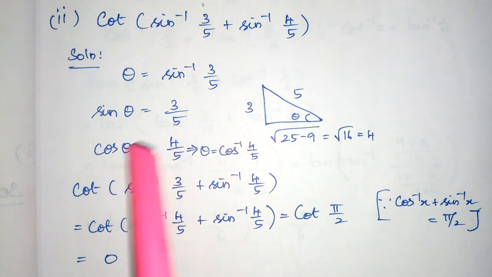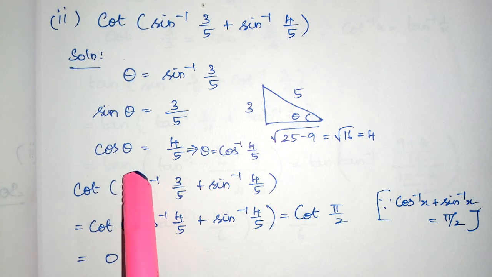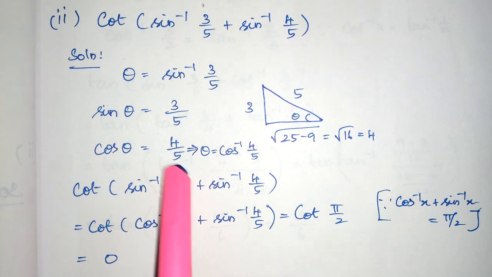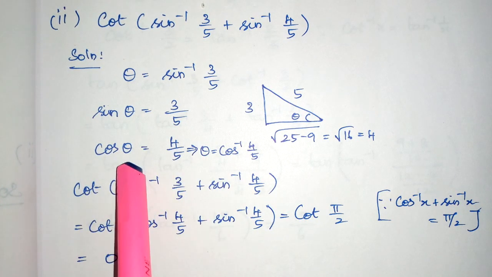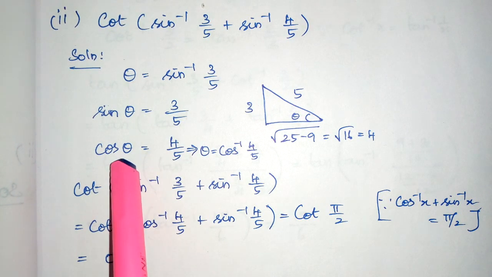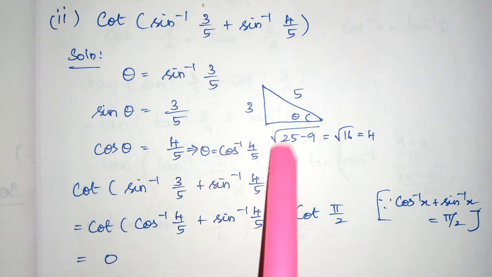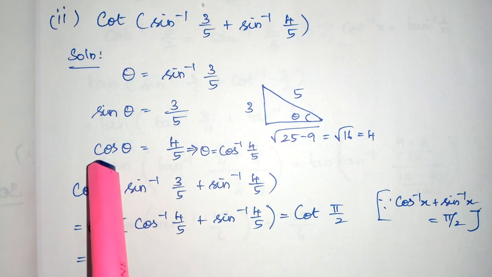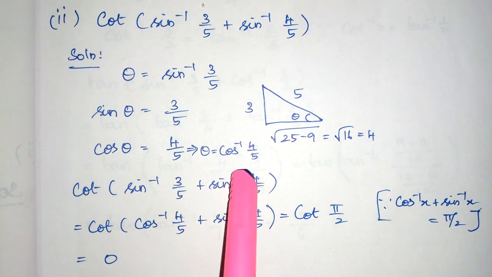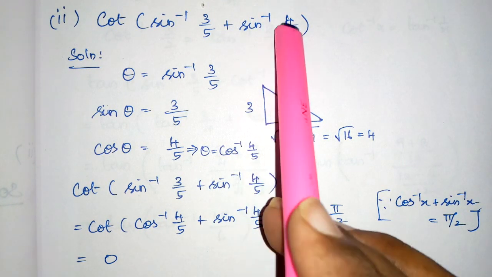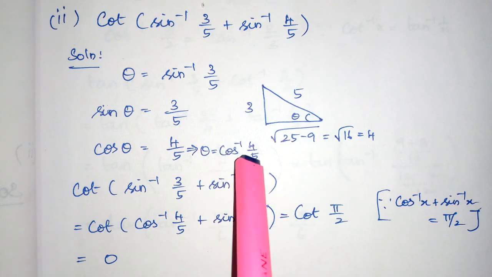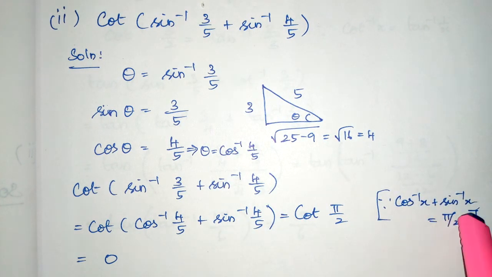Now luckily cos theta gives the value 4 by 5. So here only for this sum alone, cos theta gives 4 by 5. What is cos theta? Adjacent side by hypotenuse, which is 4 by 5. So theta is equal to cos inverse of 4 by 5. So why have I found cos inverse? See, this is 4 by 5, this is also 4 by 5. So cos inverse x plus sine inverse x is equal to pi by 2. If I get the same value, I can use this particular property.